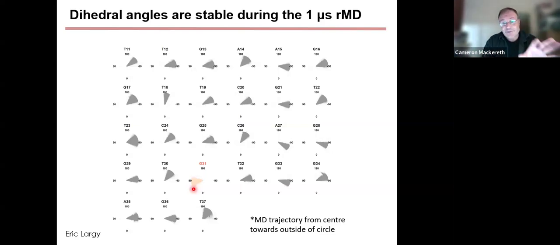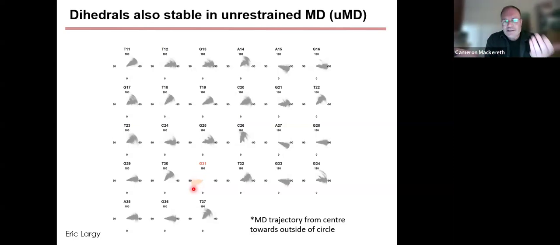And what's interesting is these are from the restrained molecular dynamics. If you do the same thing without any distance restraints, we can see there's more variability, but the overall pattern is the same. So this is comforting. It shows that the restraints aren't causing any unusual limitation to how the DNA behaves.